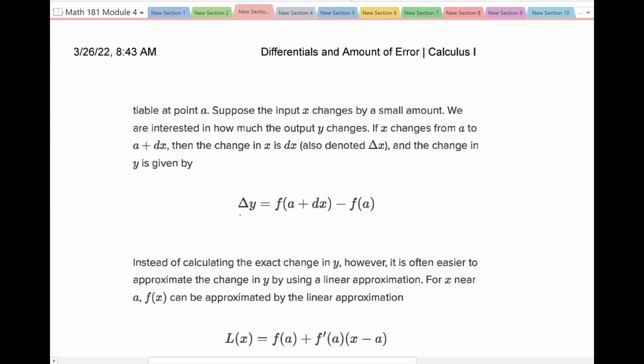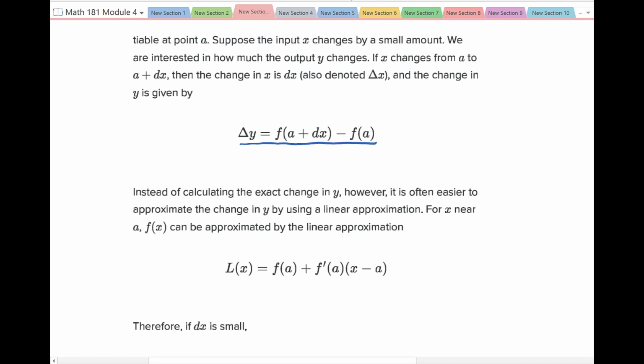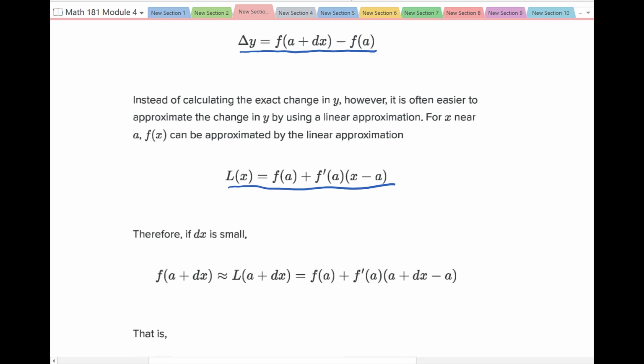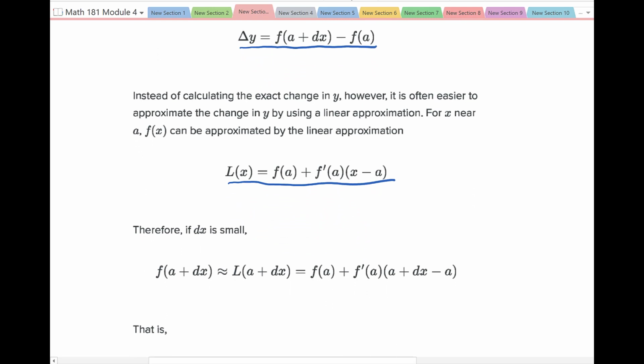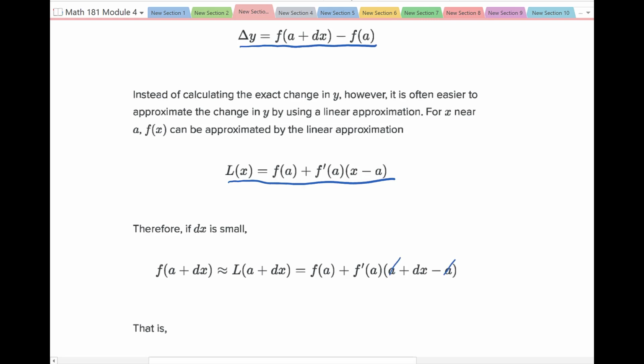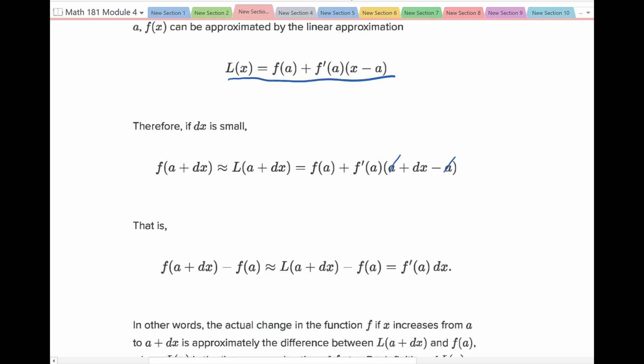So this would be the way to calculate the actual change, is that delta y equals f of a plus dx minus f of a. And of course, we saw in the previous part of this section the linear approximation format. So if dx is small, f of a plus dx is approximately the linear approximation. So you could look at it that way. So notice that these will go away. So it's f prime of a dx.